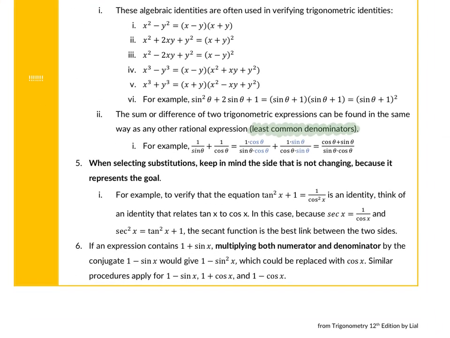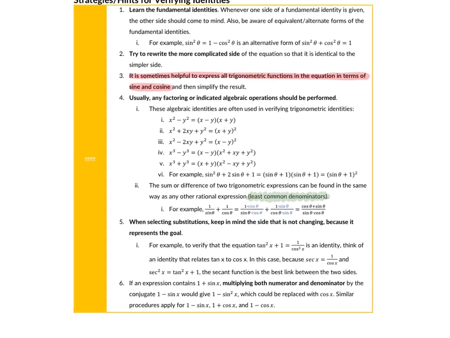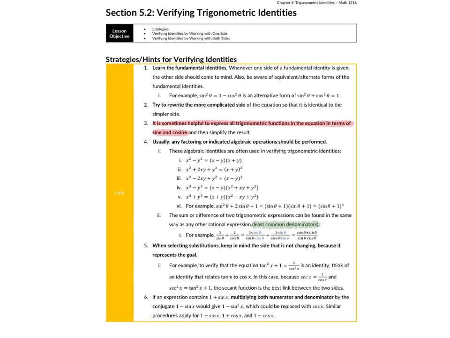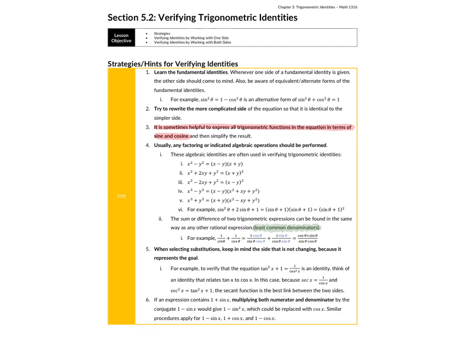Tip number 5, when selecting substitutions, keep in mind that one side is not changing because it represents the goal. So we are only changing one side of an equation when we're verifying an identity. And last but not least, we saw an example of this. Multiplying by the conjugate of the top and bottom allows us to use some of our Pythagorean identities. Again, this is just all of the things we might be doing in the following problems to verify these different trig identities. Doesn't really mean anything to you until we actually try a few problems.